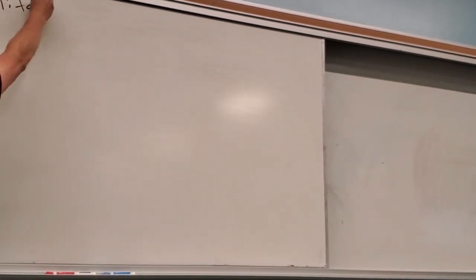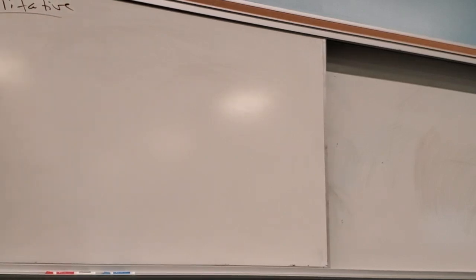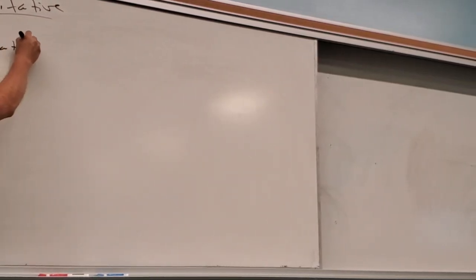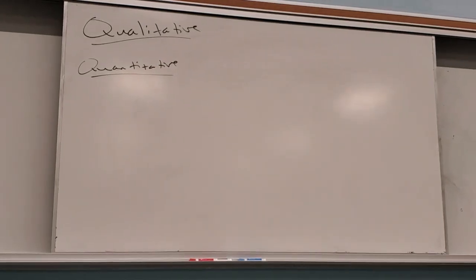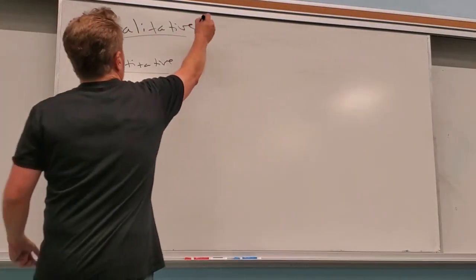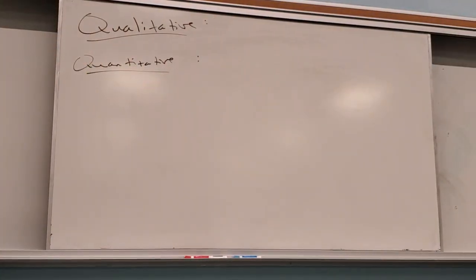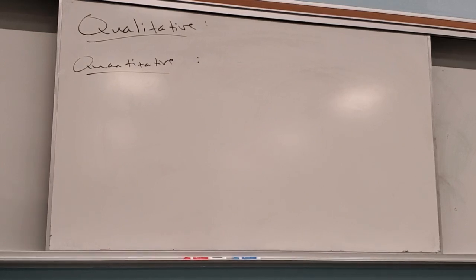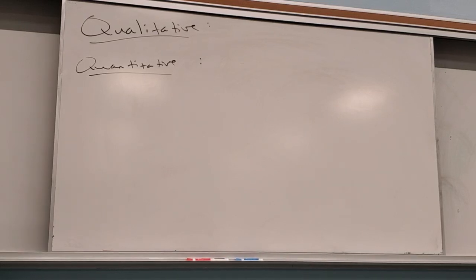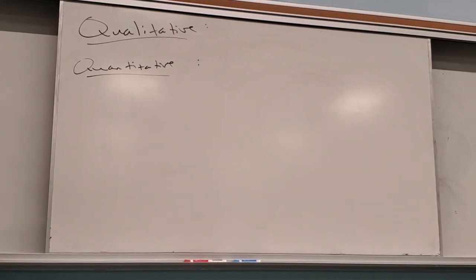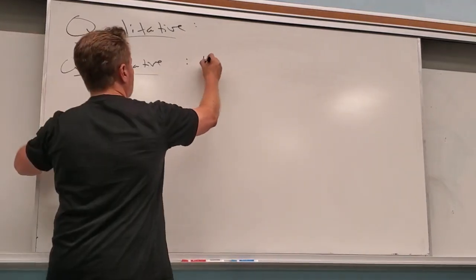So qualitative, and quantitative. Let's look at quantitative first. What's the root word of quantitative? Quantity. Okay, so it makes sense that quantitative data would be truly numerical data, like measurements, an amount of stuff. So quantitative data is truly numerical.